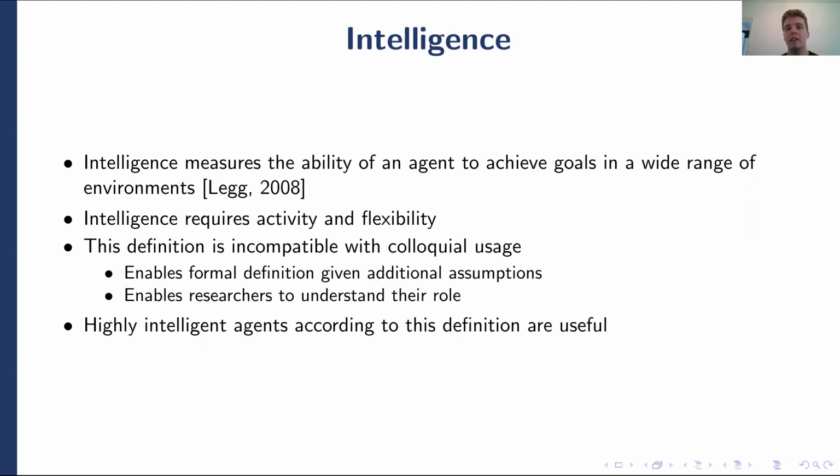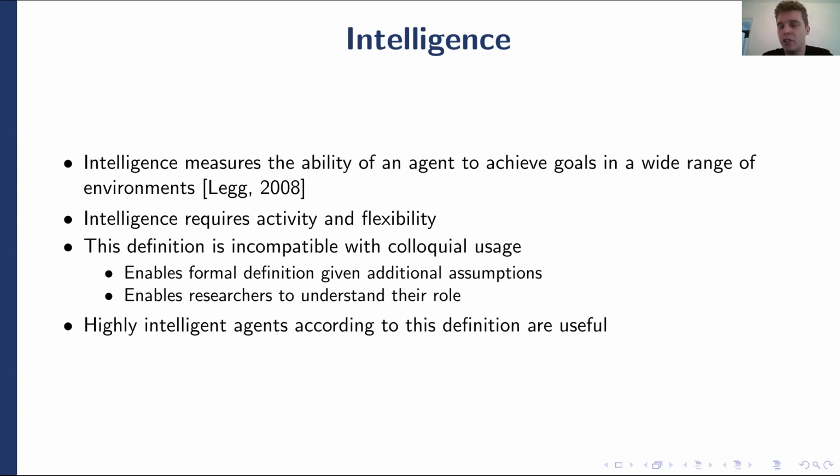As you can see, this definition of intelligence requires flexibility and requires activity. This definition is incompatible with colloquial usage. That's not the way most people use the word intelligence in their day-to-day. However, this definition can be formalized given some additional assumptions. You can bring this definition from the high-level intuitive perspective that I've just presented to you to a mathematical definition that is very precise.